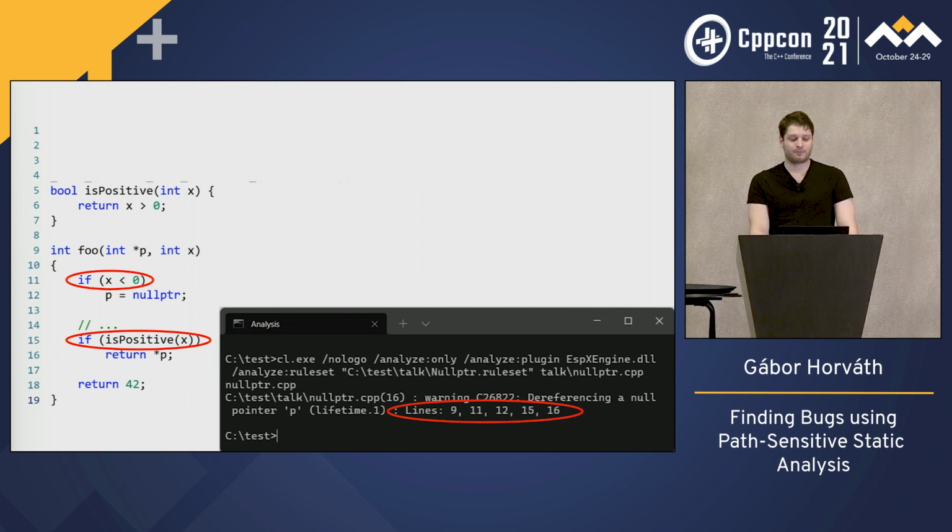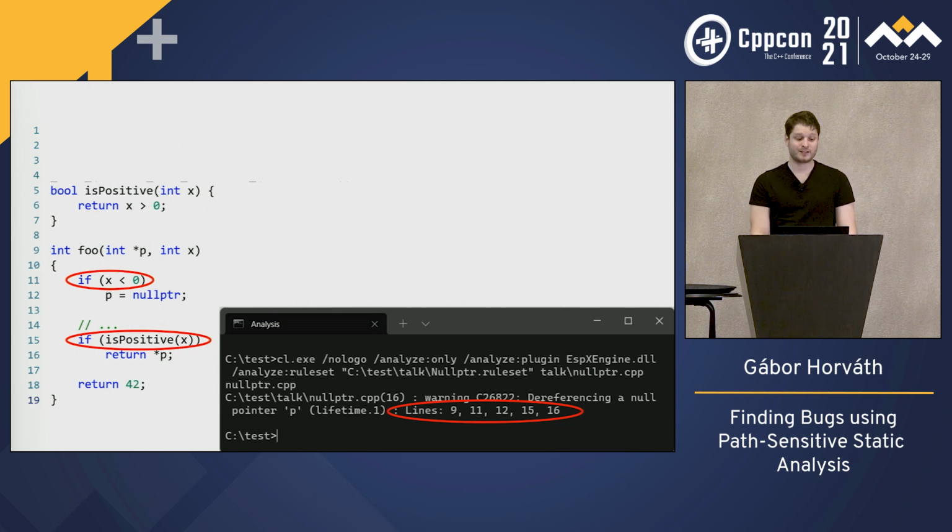And the reason why we have this false positive is that we are doing a local analysis, so we are analyzing one function at a time, and we have no idea what isPositive is doing. When will it return true? When will it return false?